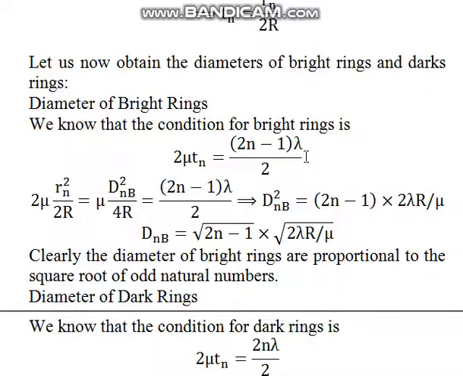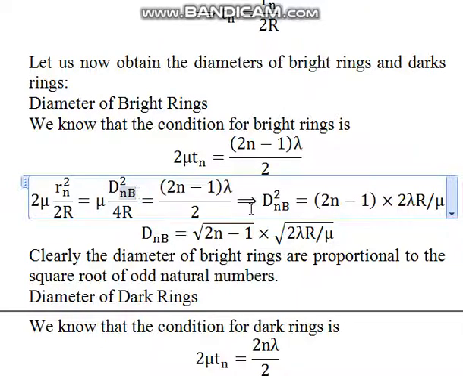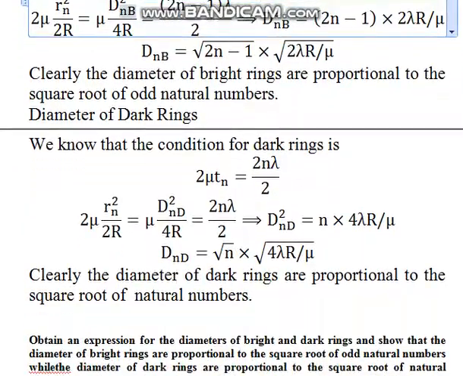Now let's put in the value of Tn, solve it and convert rn into dn. Dn is the diameter, rn is the radius, and we refer to the bright rings. Very soon you can obtain this expression. Here you can see that the diameters of the bright rings are proportional to the square root of the odd natural numbers.